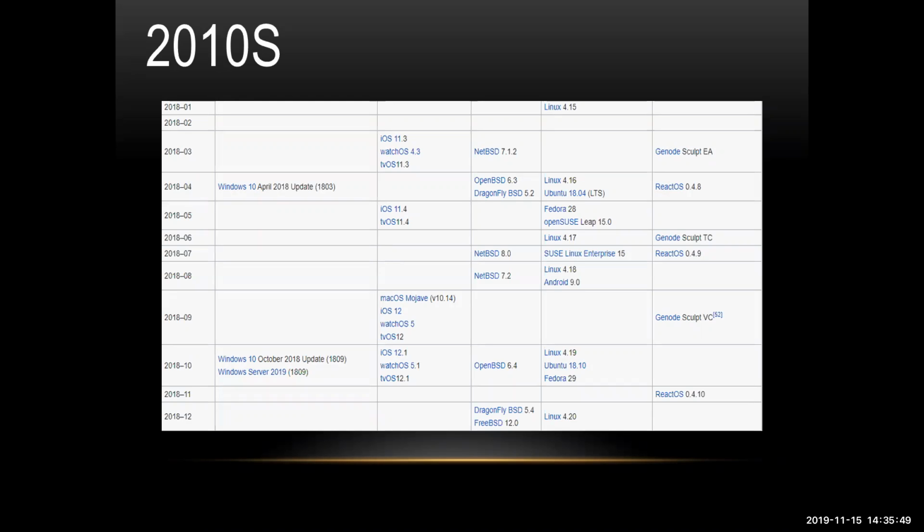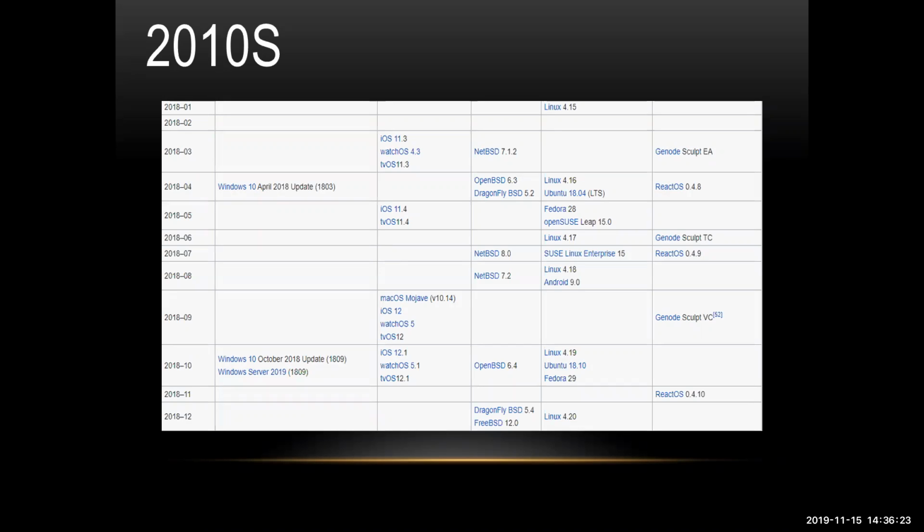And then April 2018, we had Windows 10 April 2018 update, OpenBSD 6.3, Dragonfly BSD 5.2, Linux 4.16, Ubuntu 18.04, React OS 0.4.8. And then May, we had iOS 11.4, tvOS 11.4, Fedora 28, OpenSUSE Leap 15.0. For June, we had Linux 4.17, Genode Scope TC.